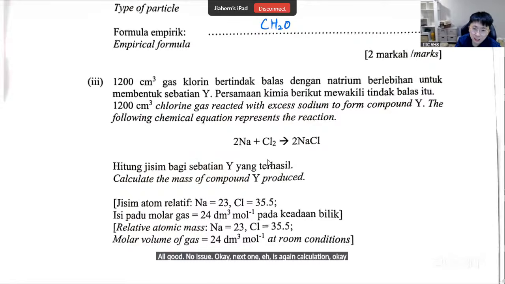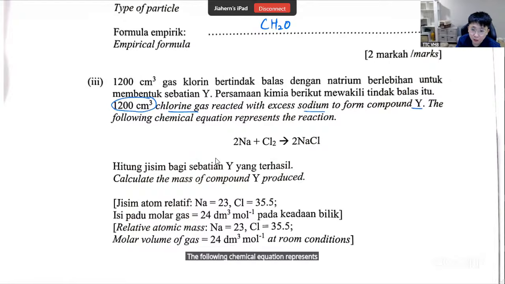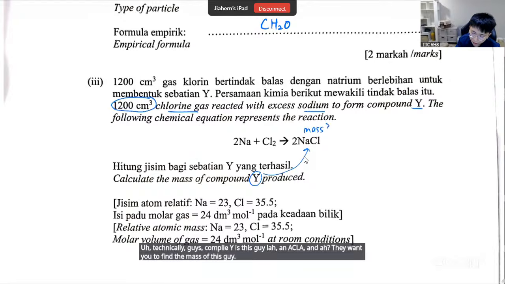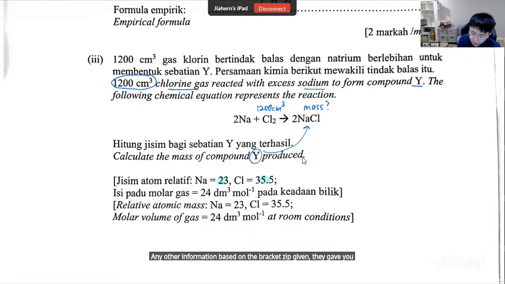Okay, but guys, since it's again calculation, I will try to go as fast as possible. They give me 1200 cm3 of chlorine gas reacted with excess sodium to form compound Y. The following chemical equation represents the reaction. So calculate the mass of compound Y produced. Technically, guys, compound Y is NaCl, and they want you to find the mass of this. They give you chlorine as 1200 cm3. Any other information based on the bracket given? They give you molar mass. They give you molar volume.